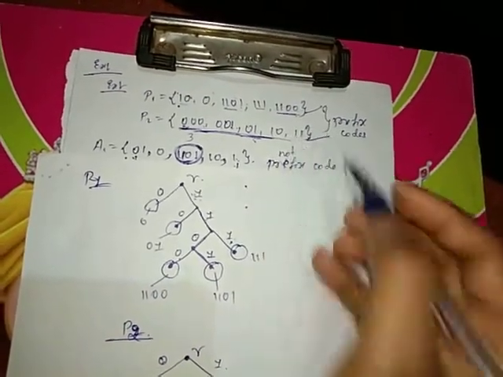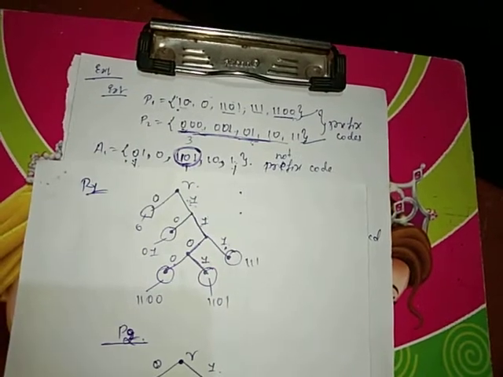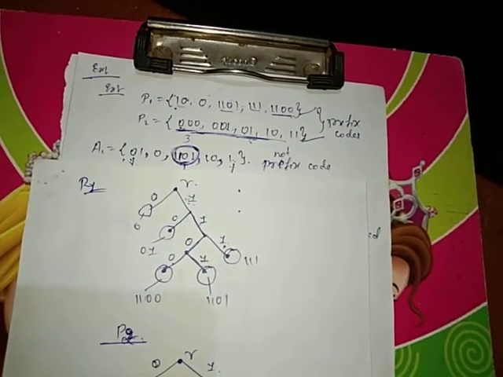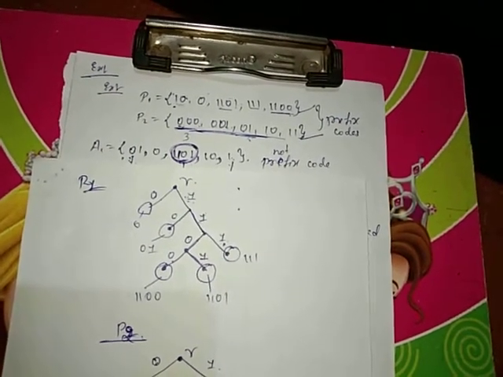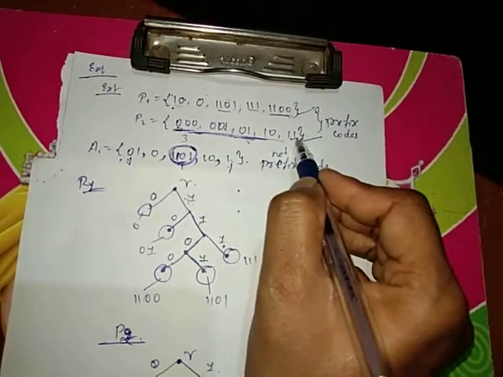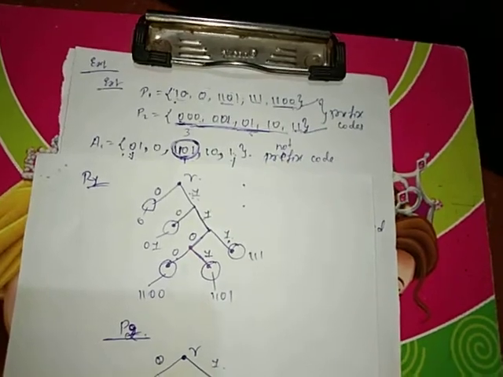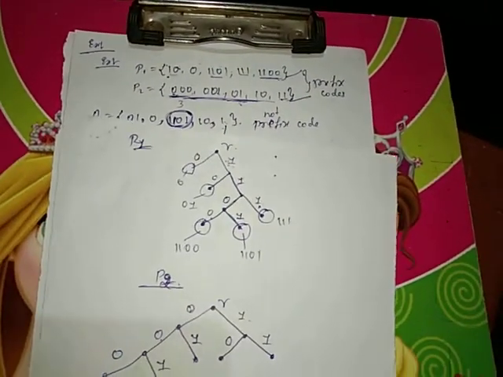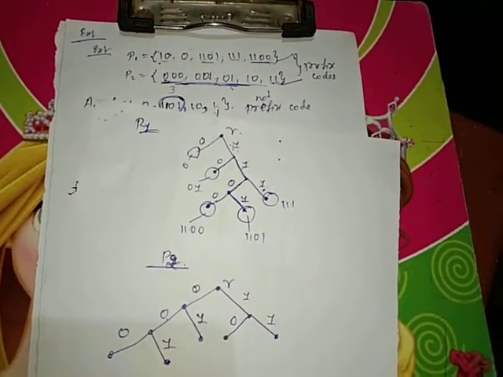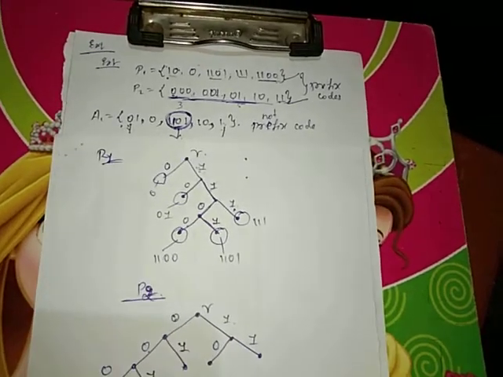Next 1, 0. Already 1 is there. Just move on to the right side. Sorry, left side. We get a 0. Already 1 is there. To get a 1, 1, just move on to the right side. 1, 1. That is how to construct the binary tree for the prefix codes here.